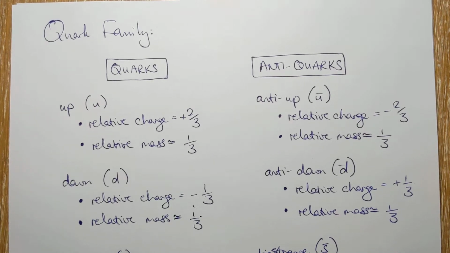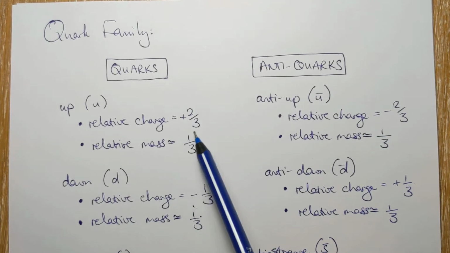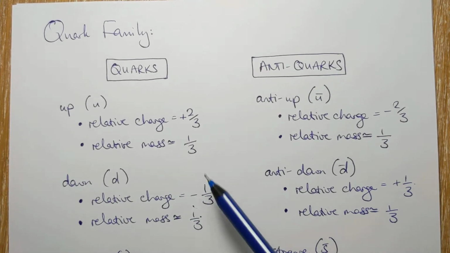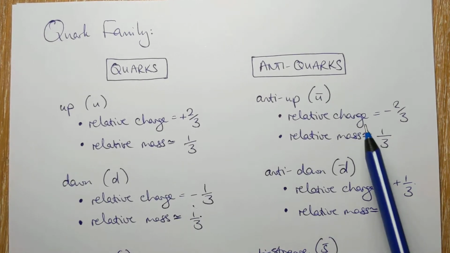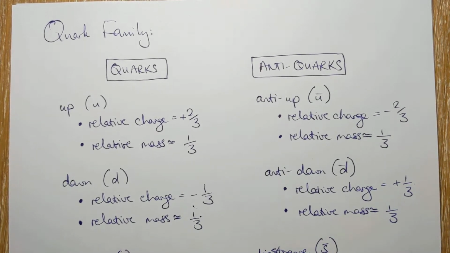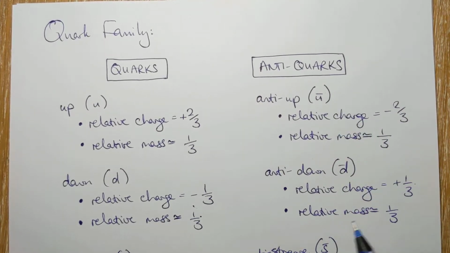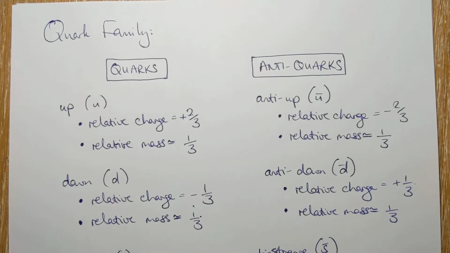And next it's time for the quark family. So here's our up quark with relative charge plus 2/3 and our down quark with relative charge minus 1/3. Now you can see I've put them both as having about 1/3 for the relative mass. That's only very rough. The down quark is a bit more massive than the up quark. And then here's their corresponding antiparticles. Notice you've got the bar to mean antiparticle, and as usual, opposite charge, same mass.